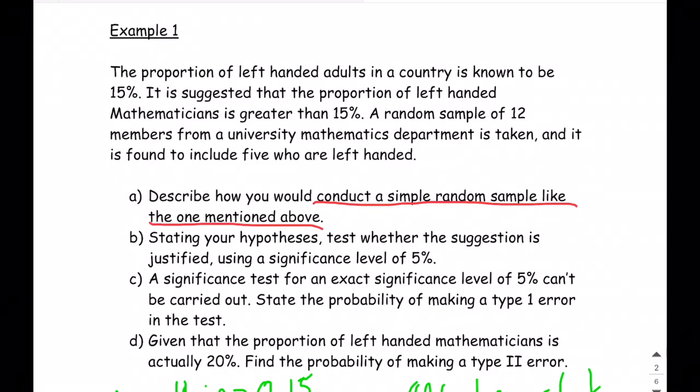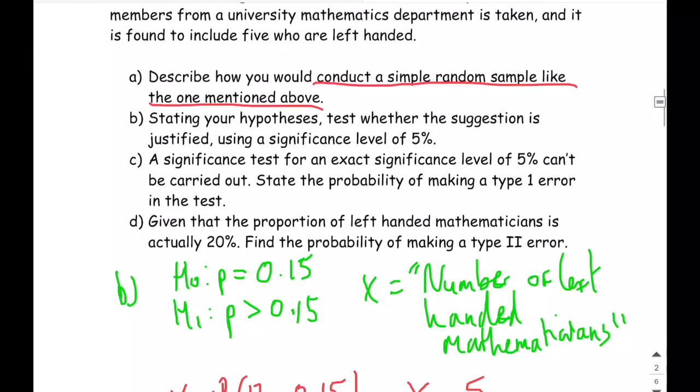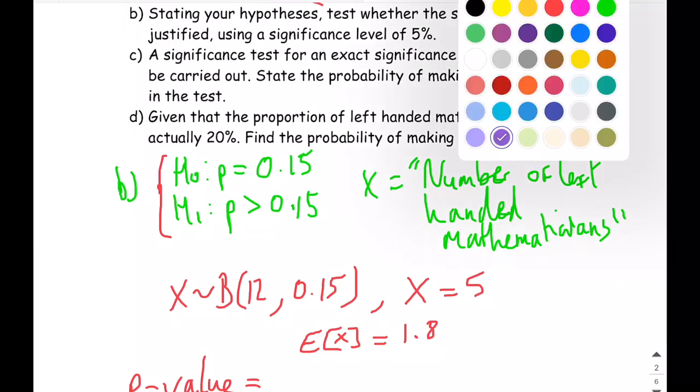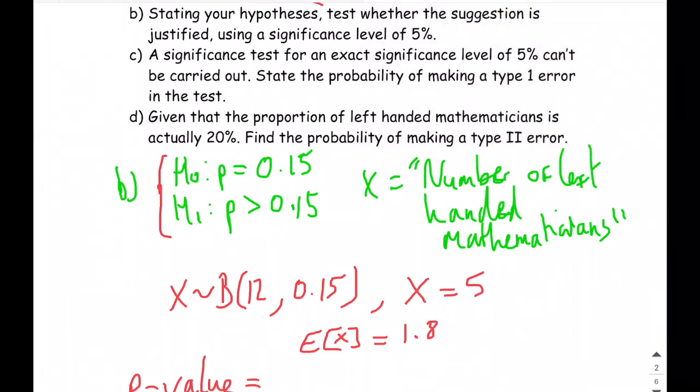Okay, B then, stating your hypotheses, test whether the suggestion is justified. So is the suggestion that the proportion of left-handed mathematicians is greater than 15%? Basically, conduct a hypothesis test, which I started off here. The null hypothesis is that no, mathematicians are just like the rest of the people, and the alternative is that there's a larger proportion, more than 15%, of left-handed mathematicians.